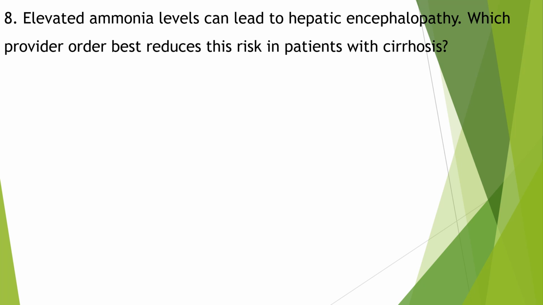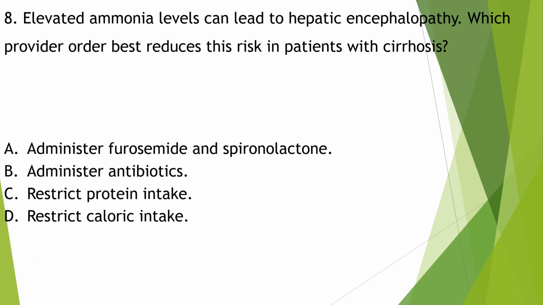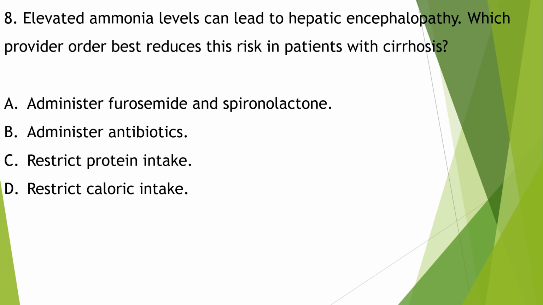Elevated ammonia levels can lead to hepatic encephalopathy. Which provider order best reduces this risk in patients with cirrhosis? Administer furosemide and spironolactone, administer antibiotics, restrict protein intake, restrict caloric intake. Encephalopathy is caused by accumulation of toxins in the liver, one of which is ammonia. Ammonia is produced when proteins are broken down by the body. In patients with cirrhosis, the liver is not able to clear these toxins from the body. Thus, it is important to restrict protein intake in the diet.